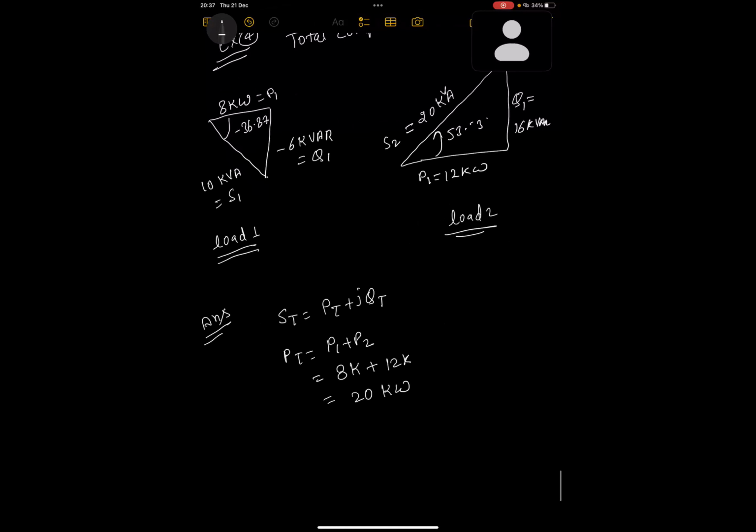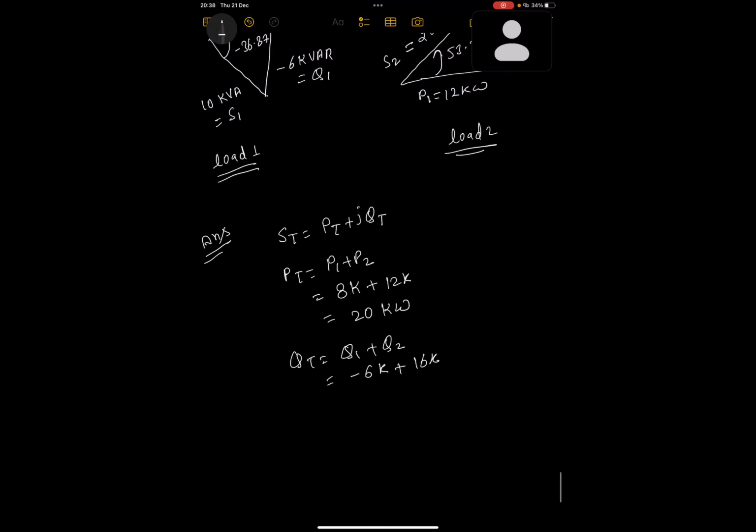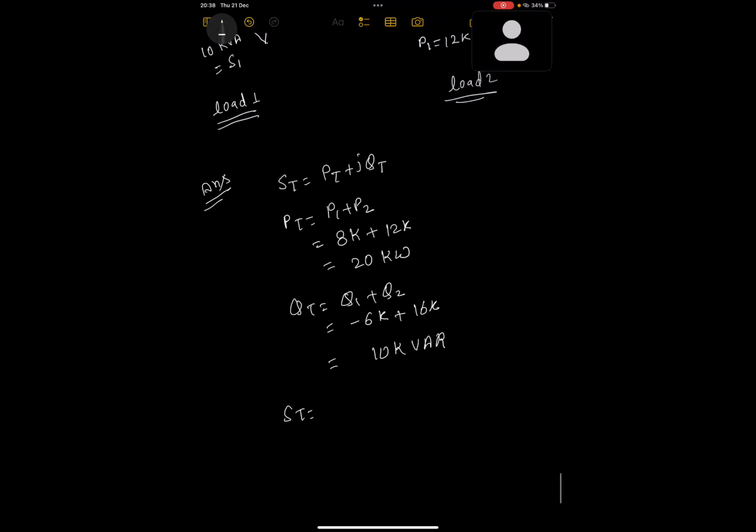In the same way, Q total equal to Q1 plus Q2. What is Q1? Minus 6K plus Q2 is 16K. So this will become 10K VAR. Okay. So S total is, put the value, 20 kilo plus j10 kilo. This one is your answer.